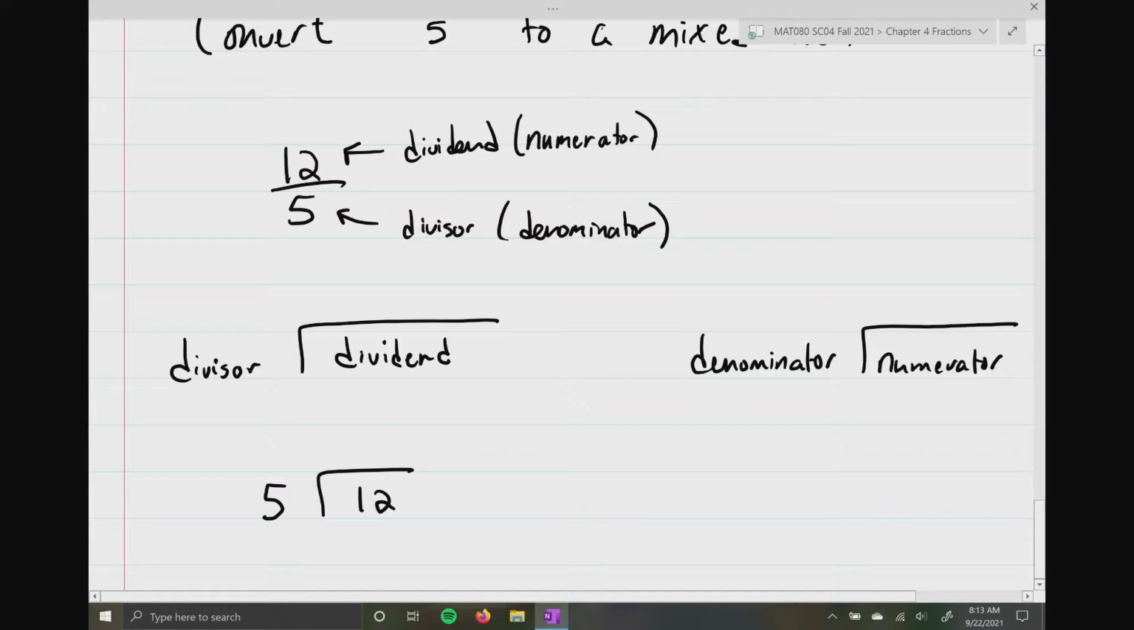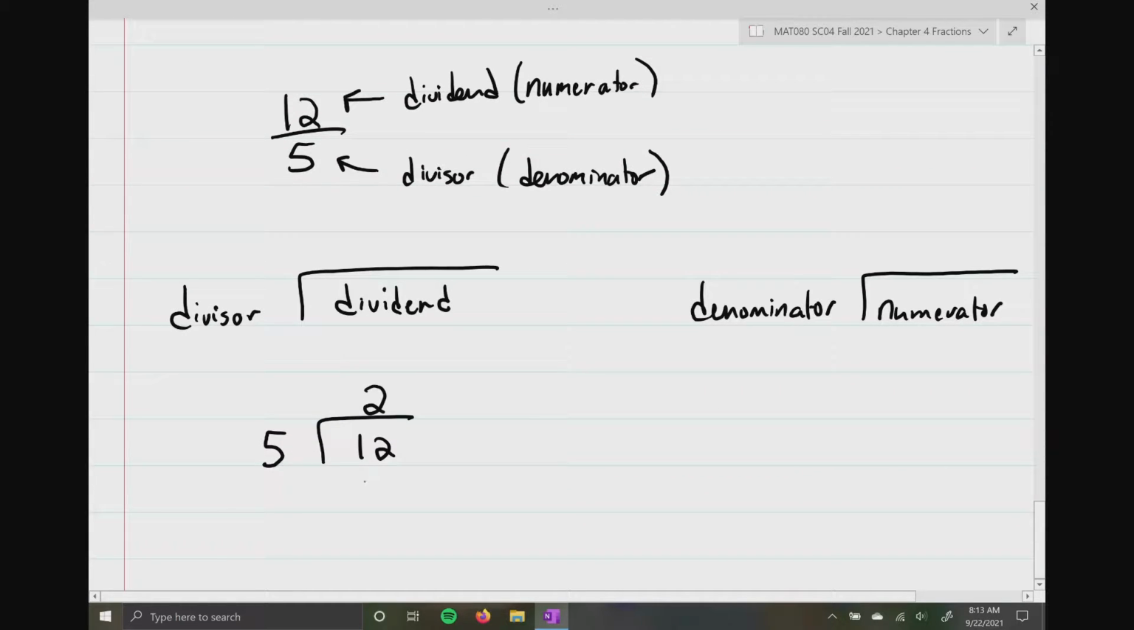All right. So now all you do is ask yourself, how many times does 5 go into 12? Somebody? Yeah. Good. So I'm going to put a 10 underneath and just subtract. 12 minus 10 is 2.